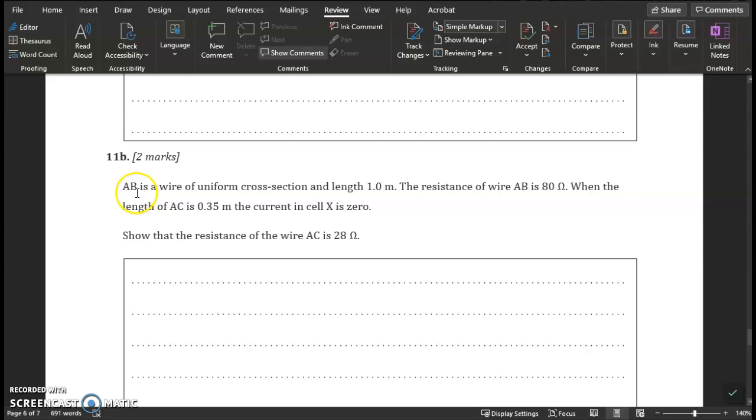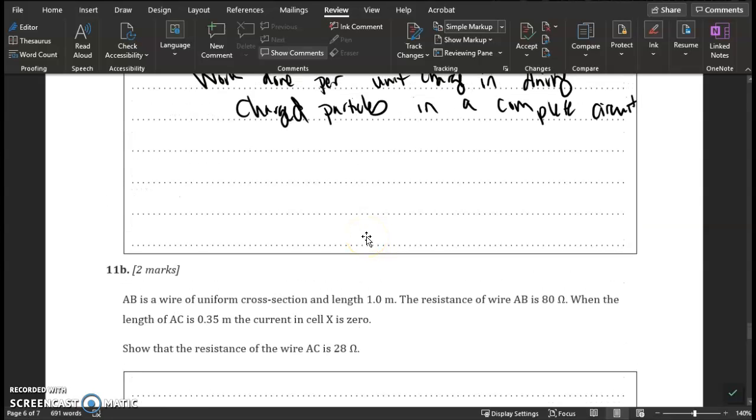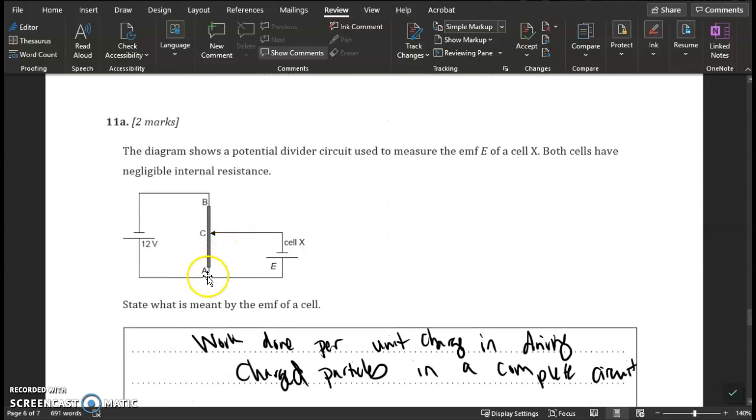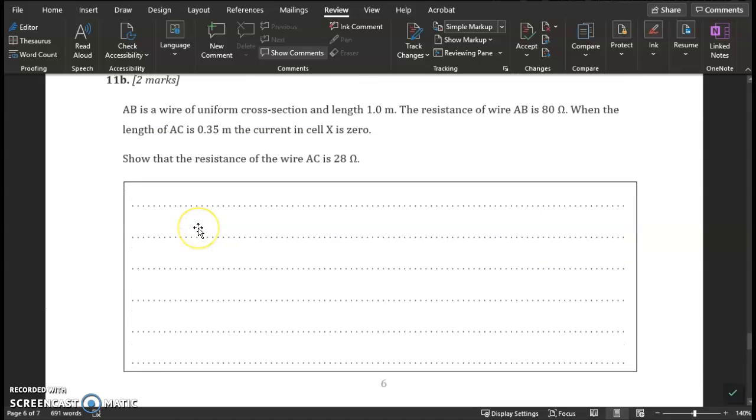All right. AB is a wire of uniform cross-section and length 1.0 meters. The resistance of wire AB is 80 ohms. When the length of AC is 0.35 meters, the current in cell X is 0. Show that the resistance of the wire AC is 28 ohms. So the full length A to B is 1 meter, and this has a resistance of 80 ohms. A to C is 0.35 meters. What is its resistance?